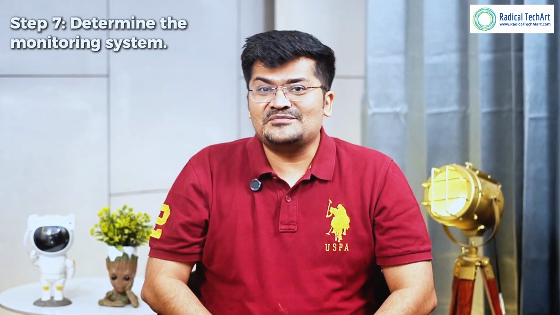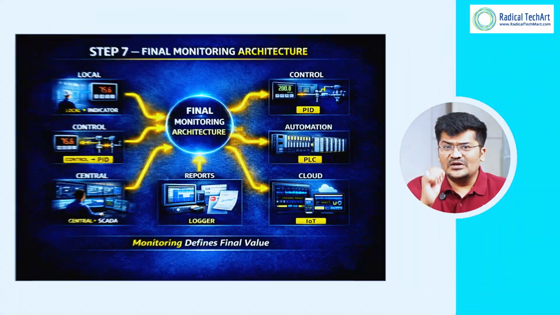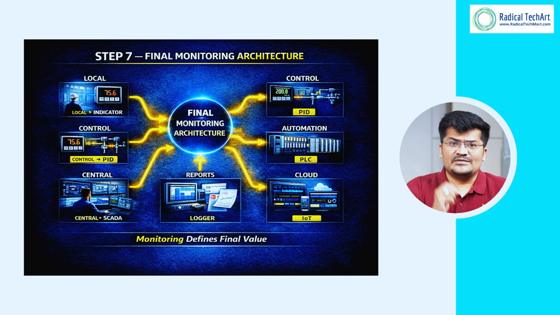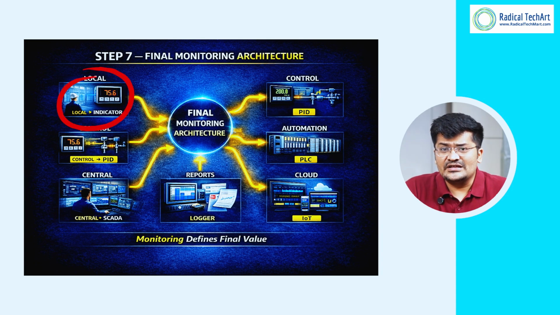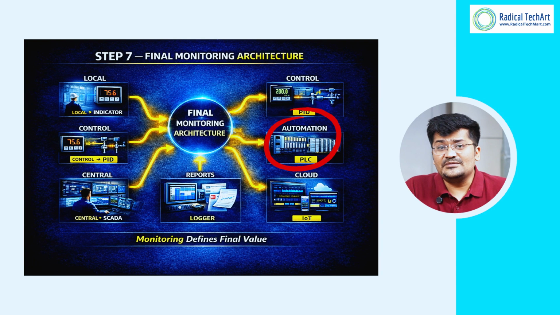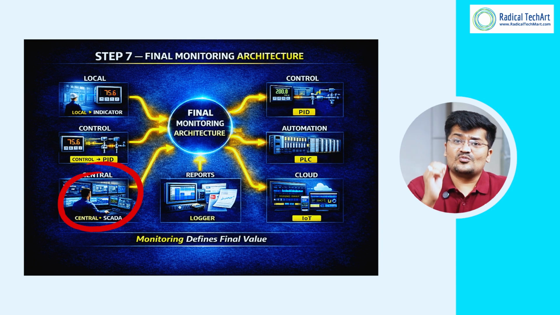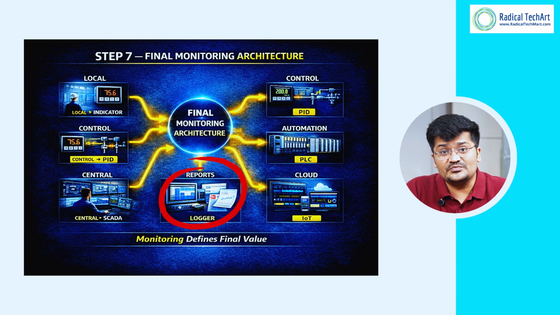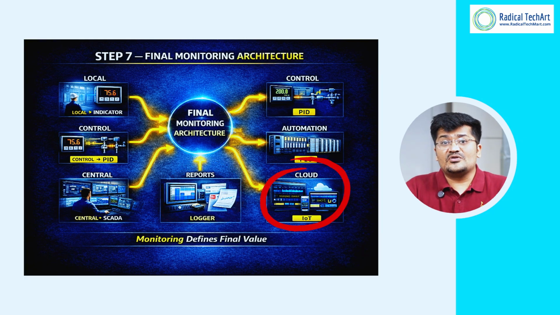Now the seventh and final step is determine the monitoring system. Once you know the parameter, application, range, and signal type, you can decide how the system will be monitored. For example, if the customer wants a local display, you may recommend a digital indicator. If the customer wants process control, you may recommend a PID controller. If the system needs automation, then PLC integration may be required. If the customer wants central monitoring, a SCADA system may be used. If the customer wants data recording, then data loggers or software platforms become necessary. If the customer wants remote monitoring, then an IoT-based system can be used.